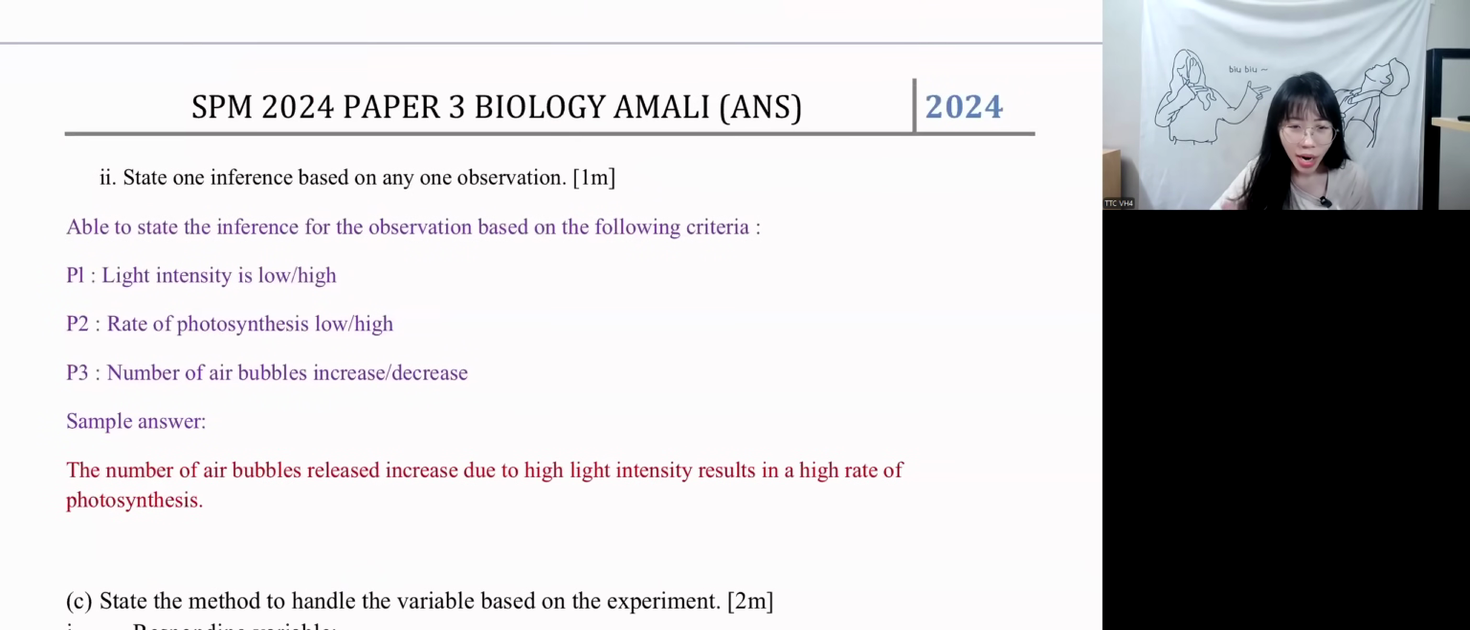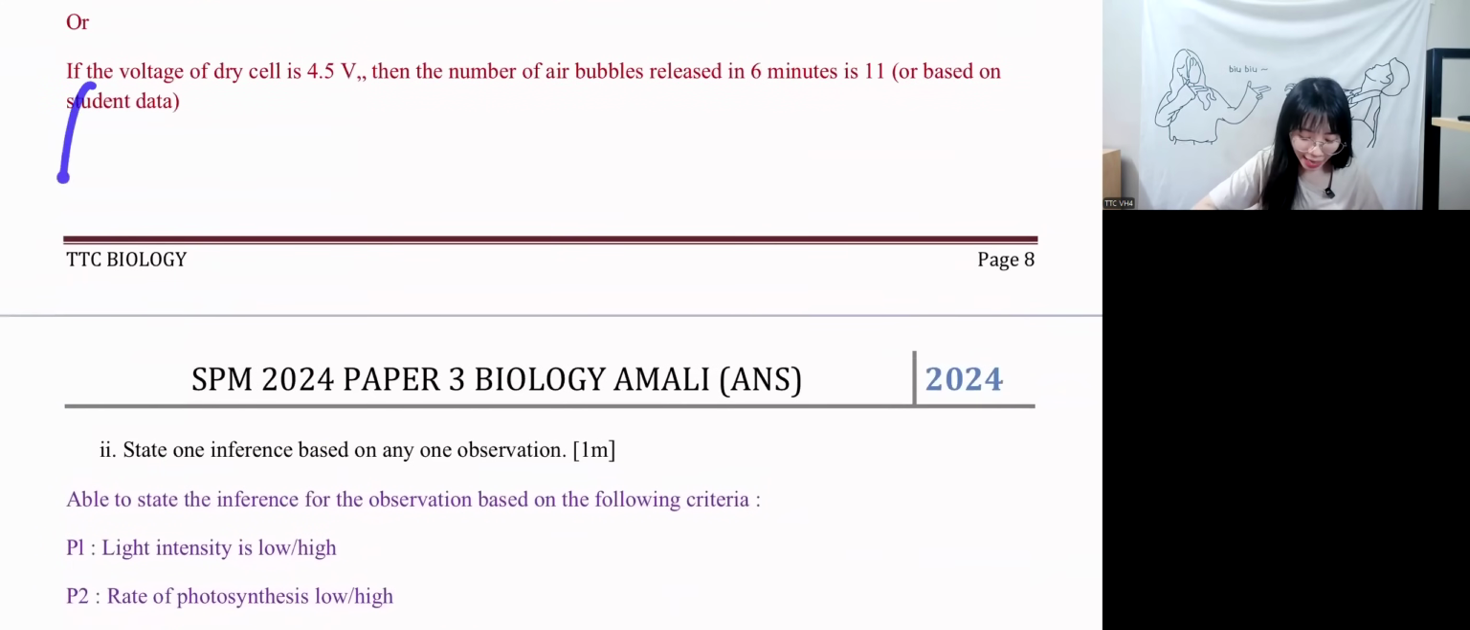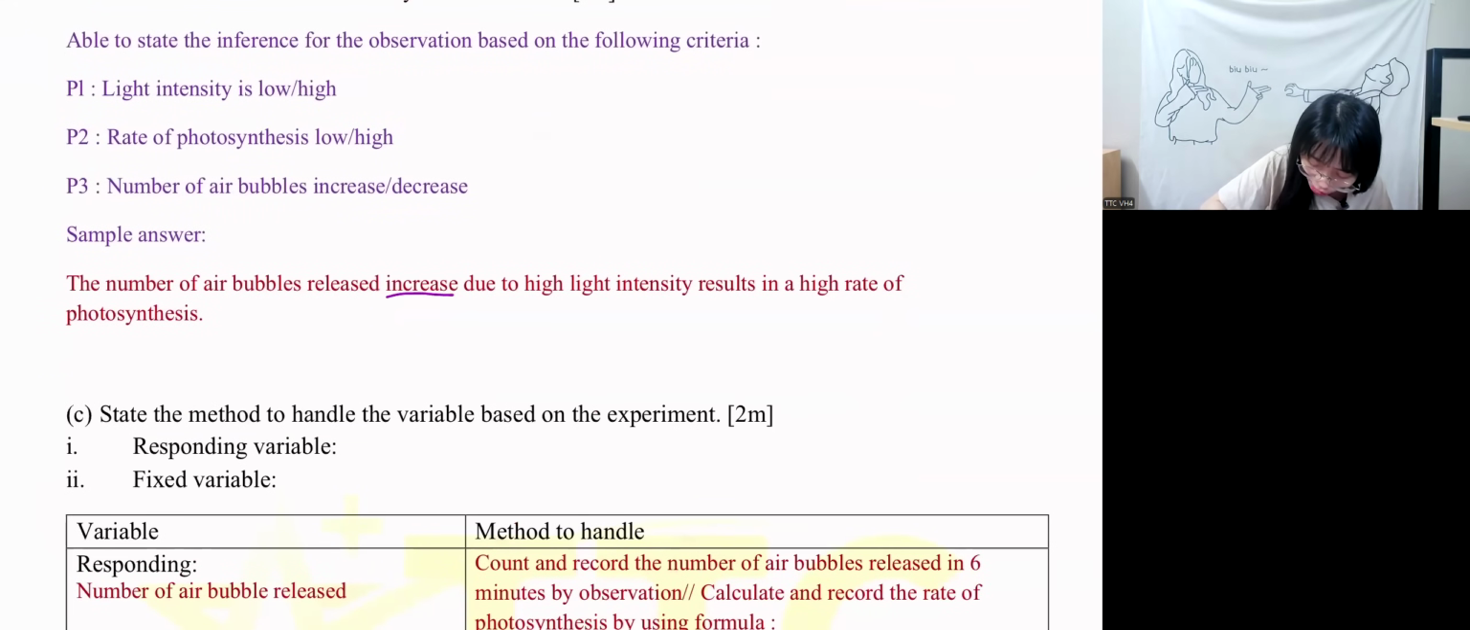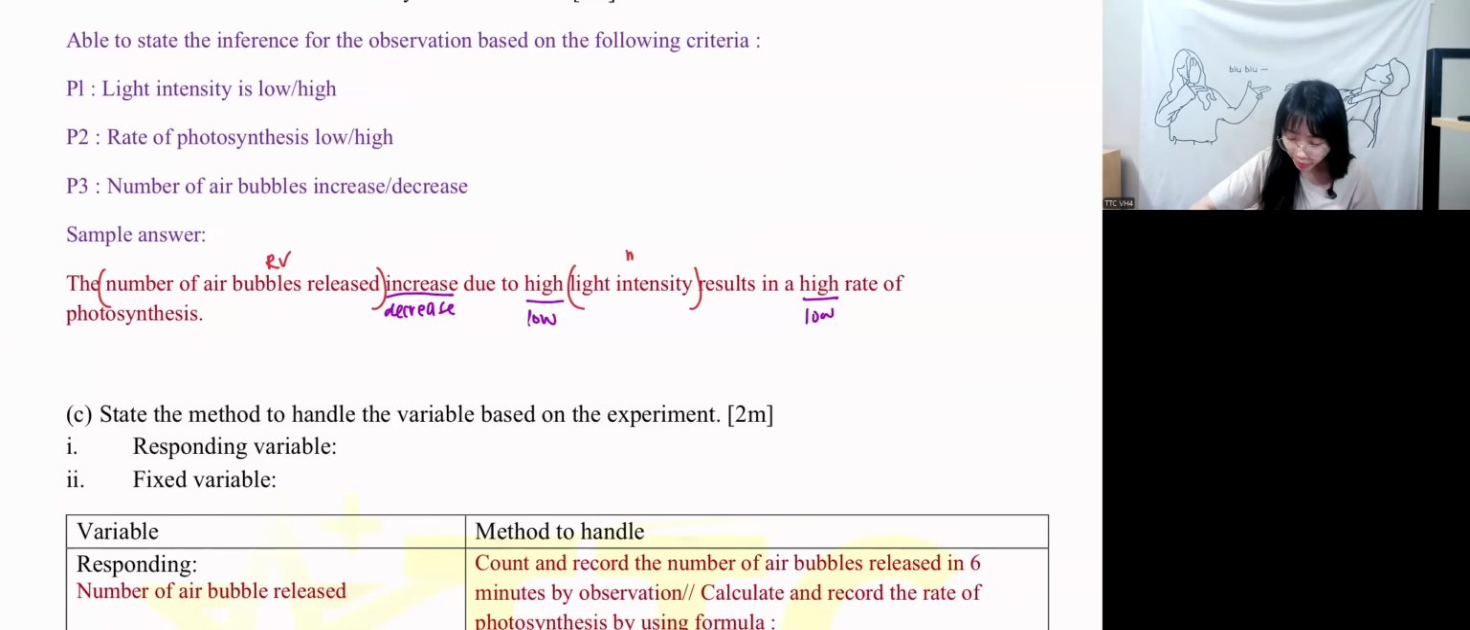So you're going to say, the number of air bubble release increases due to higher light intensity, resulting in higher rate of photosynthesis. This is based on the second answer, when you have more light. If there is lesser light, what are you going to write? You're going to change the increase to decrease, the higher light intensity to lower light intensity, higher rate of photosynthesis to lower rate of photosynthesis. So what is involved in your answer? You need to write your RV, and then your MV, which one higher, lower, and then your ORV.